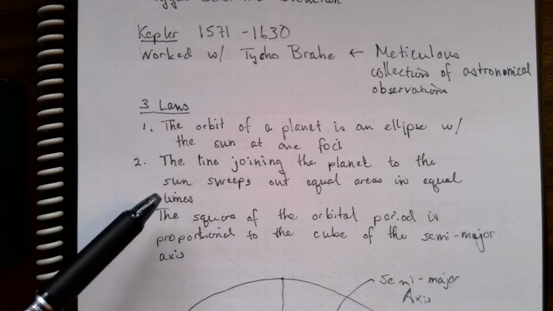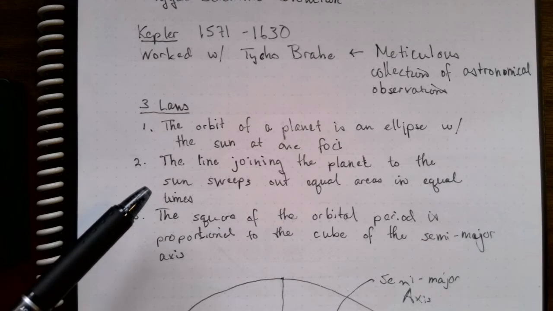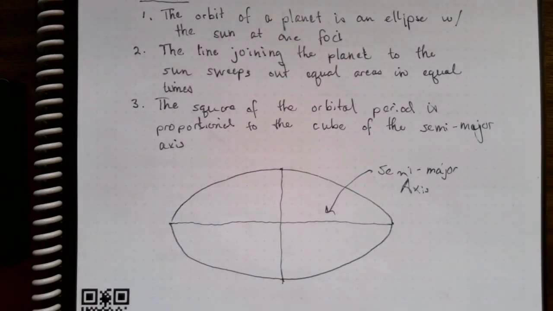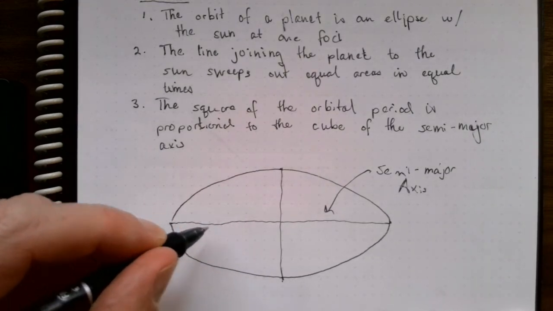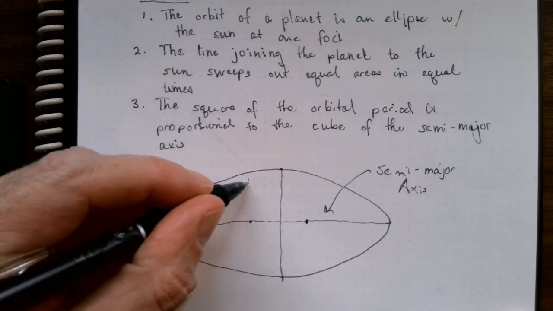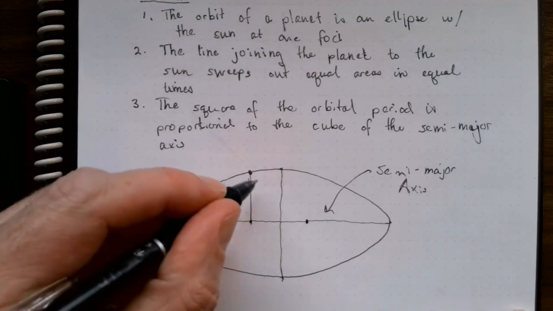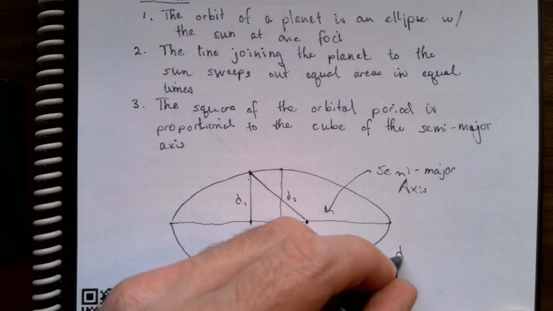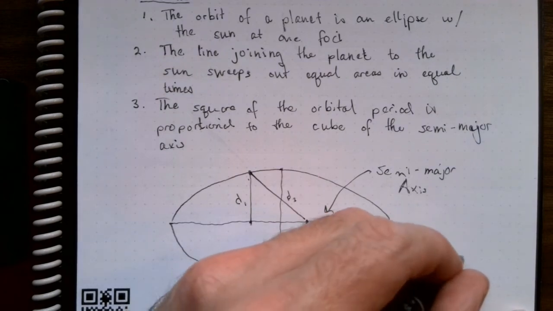The second law says that the line joining the planet to the sun sweeps out equal areas in equal times, and the third law relates the orbital period to the semi-major axis. So this is a crude drawing of an ellipse right here, but the foci are 2 points in here, such that whatever point I go to on the ellipse, if I take this d1 and d2, d1 plus d2 equals some constant.